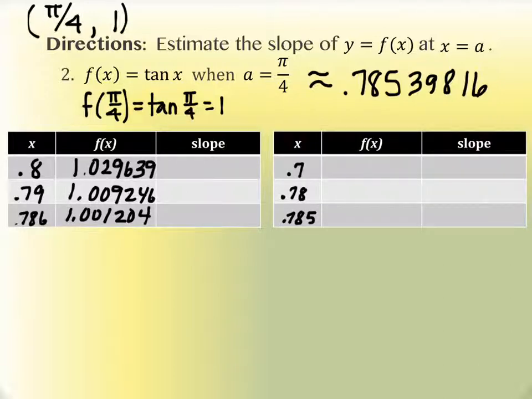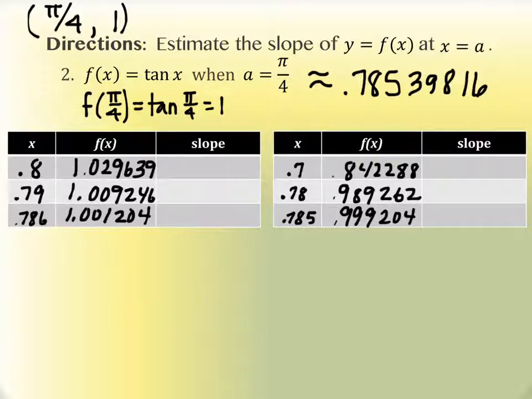All right, we're going to do the other three. So I have 0.7, 0.78, and 0.785. And we're going to do the same thing over here. 0.842288, 0.989262, and 0.999204. Again, getting closer to the value of 1 as we go down the list.